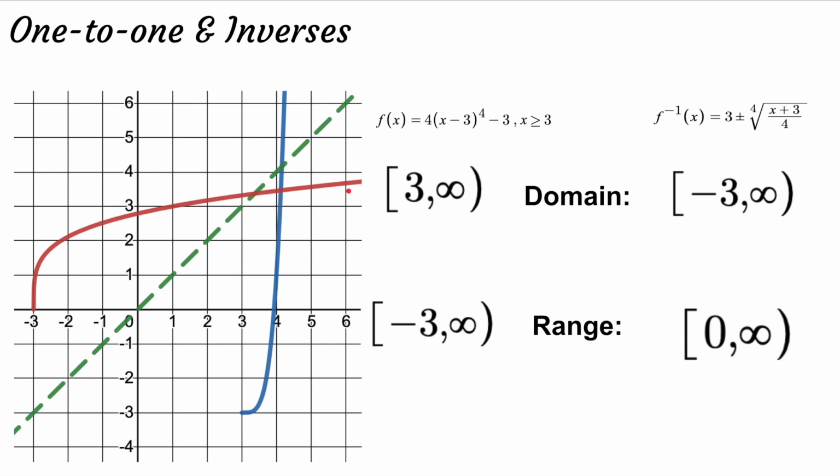This is how the graph would look. It is a reflection over the y equals x line, which is the green dotted line.